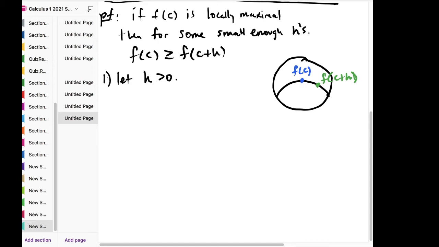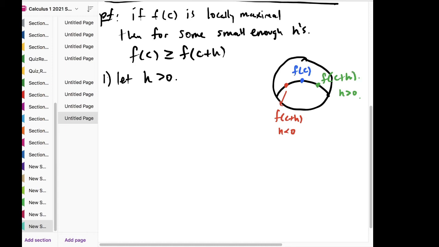If h is negative, it could be over here, f of c plus h when h is negative. And it could be over here where h is positive. So first we're going to let h be positive. Okay, so what do you think you should do?